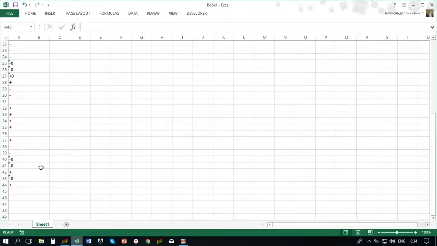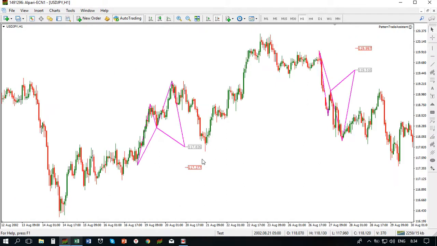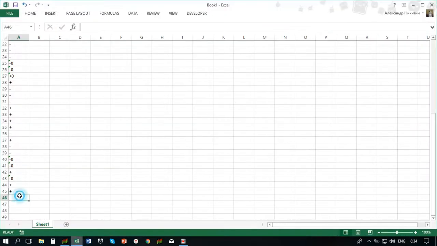Going higher, obvious winner. Going next, touch and reverse as well. This is plus. 47 trades done.